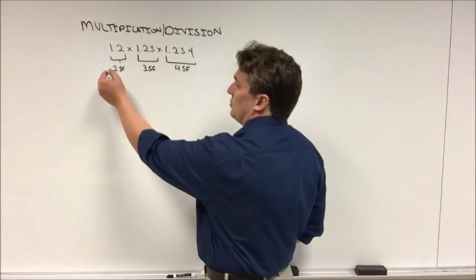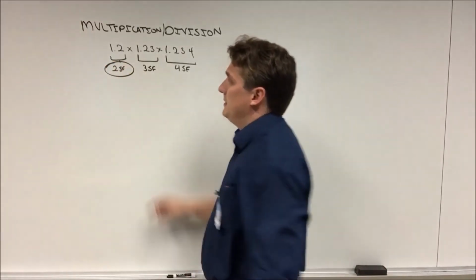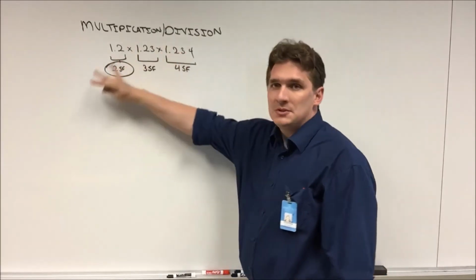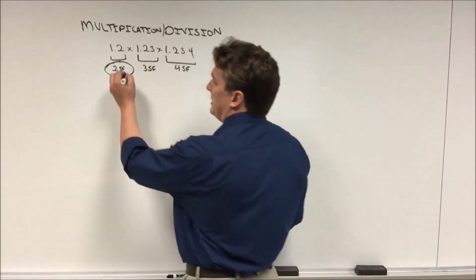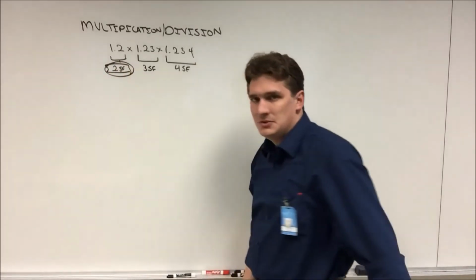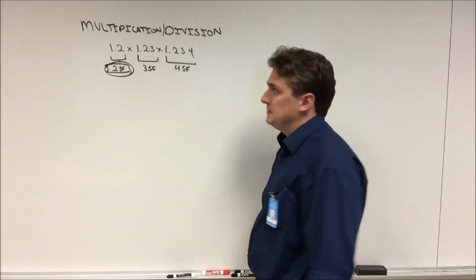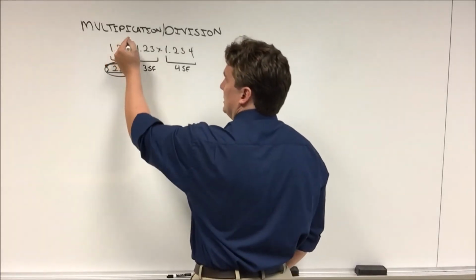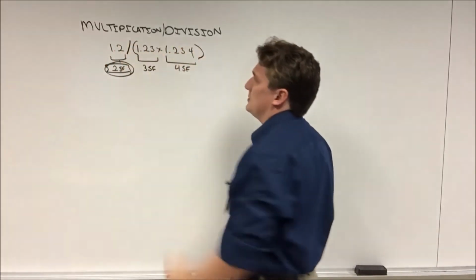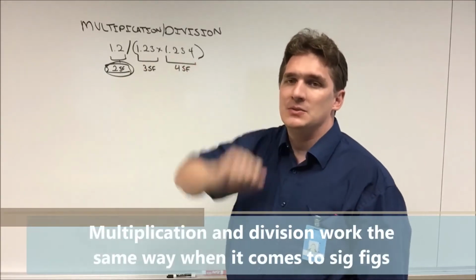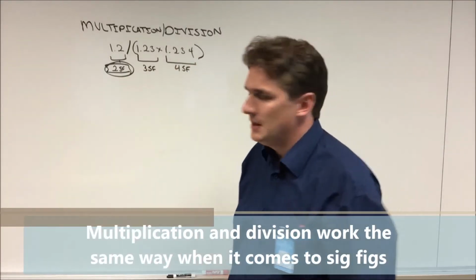In this case, it's the 1.2. This is going to set the sig figs in our final answer. So no matter what we end up getting when we multiply this all together, our final answer can only have two significant figures in it. Same thing's going to be true of division. If you have 1.2 divided by 1.23 times 1.24, again, this is the number with the least number of significant figures. This is what sets the sig figs in your final answer.